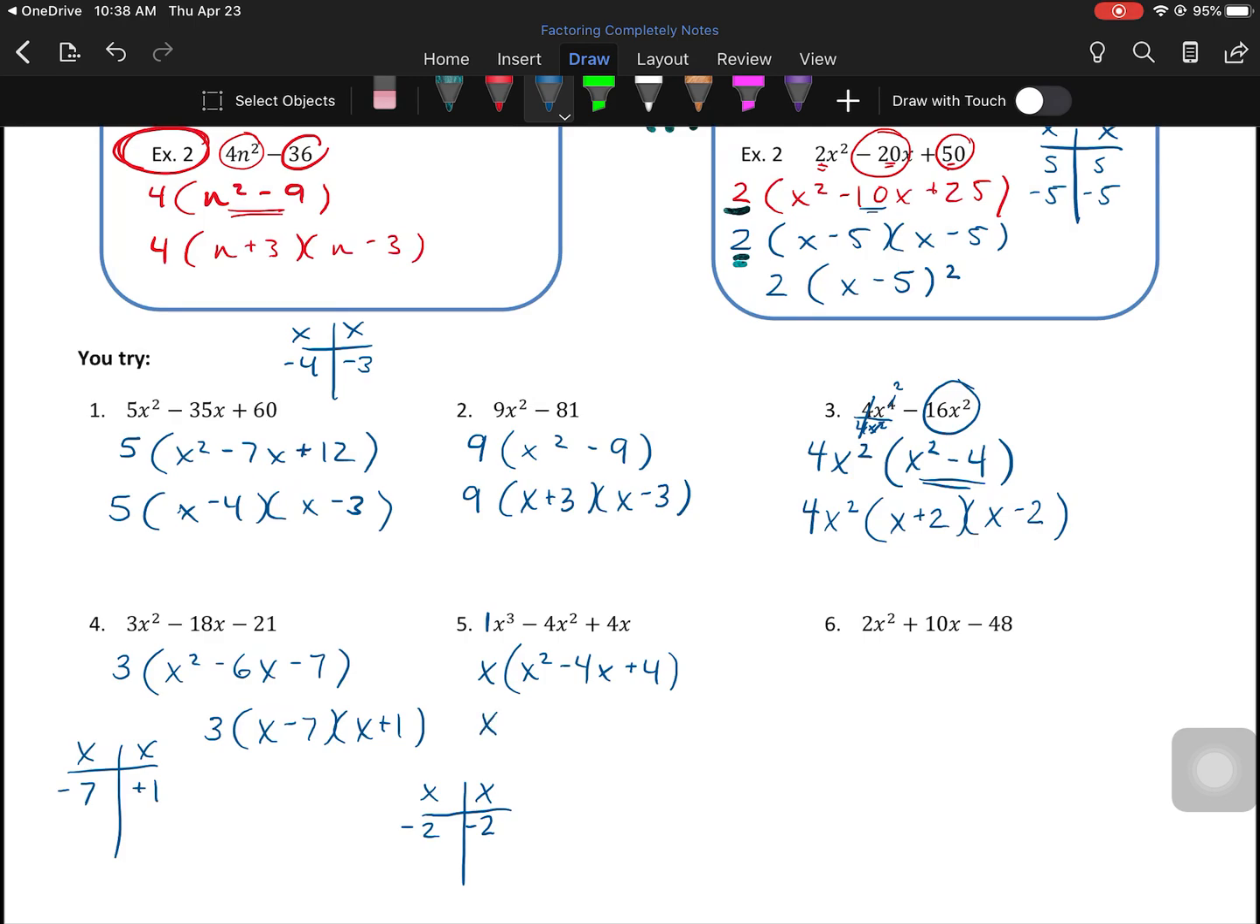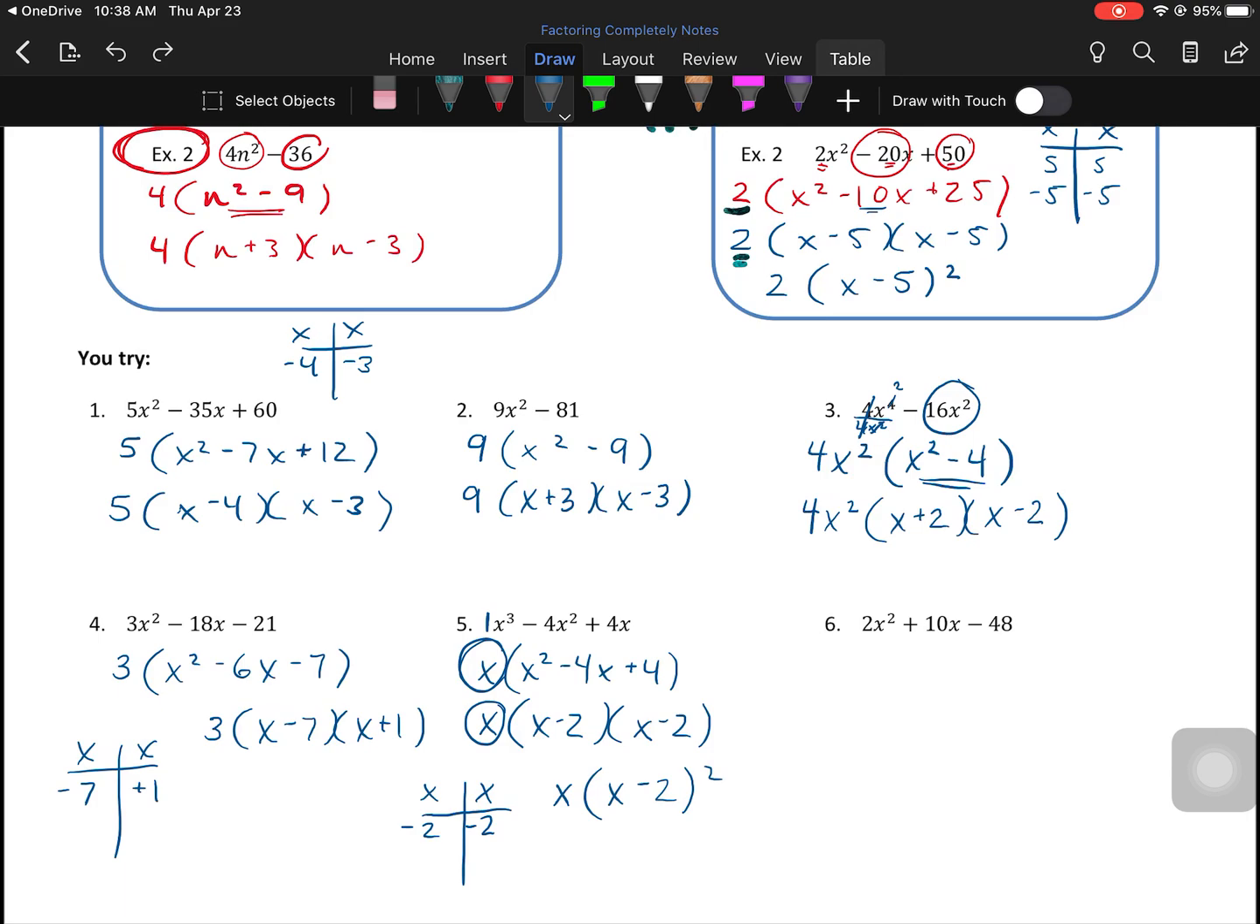Now when I write that out, it's x minus 2 times x minus 2, but we don't like leaving our answer like that, so we write it as x times x minus 2 squared. Make sure you keep your GCF that you factored out front. It has to stay out front. So that should be your final answer for number 5.